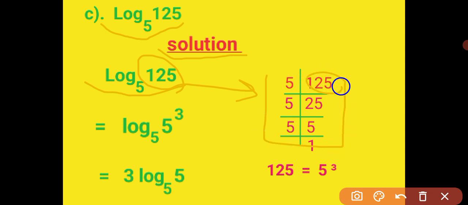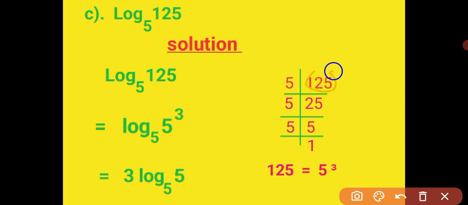So 125, when you divide by 5, you get 25. Then 25 divided by 5, we get 5. Then 5 divided by 5, we get 1. So after getting this, instead of 125, which is up here, we know that 125 will now be written as 5 to power 3. So when we come to the next step, we write the power form, which is 5 to power 3.